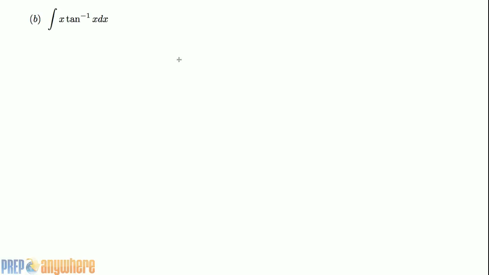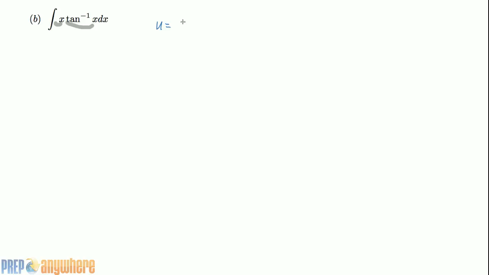Okay, this to me looks like an integration by parts question. I say that because you always think about integration by substitution first, and if you let this be u or let that be u, you don't get the other one. So the only real choice is integration by parts.